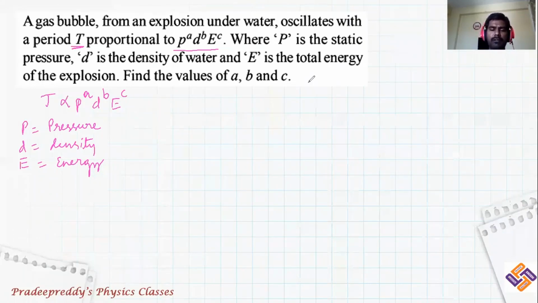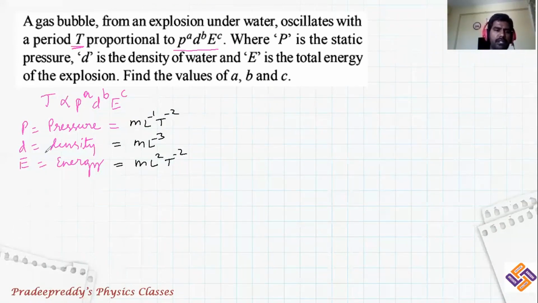In order to find out the values of A, B, C, just like in the previous problem, the same way we will approach the solution. First, we will write down dimensions for pressure. Dimensions of pressure is M, L power minus 1, T power minus 2. Density is mass by volume, M, L power minus 3. Energy is force into displacement or work done. It is M, L square, T power minus 2. These are the dimensions of P, D and E.